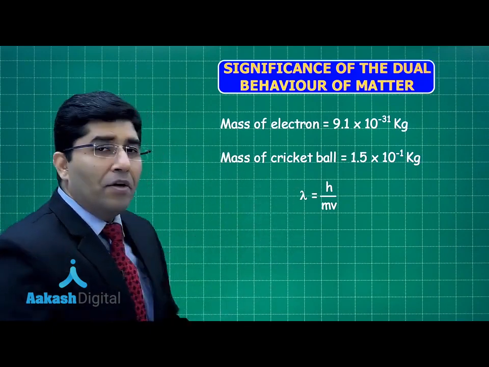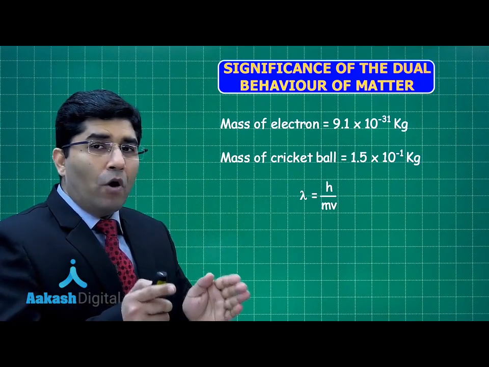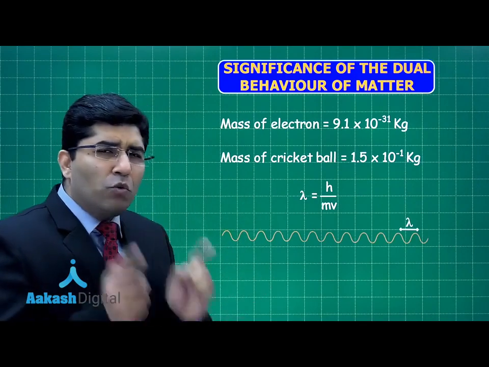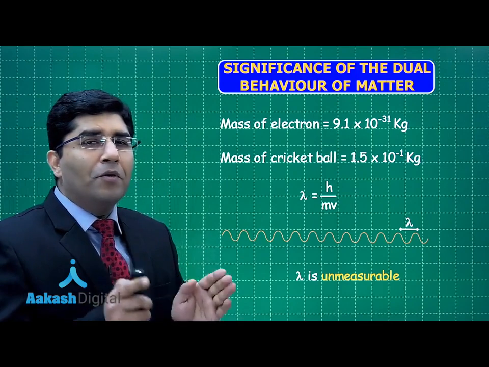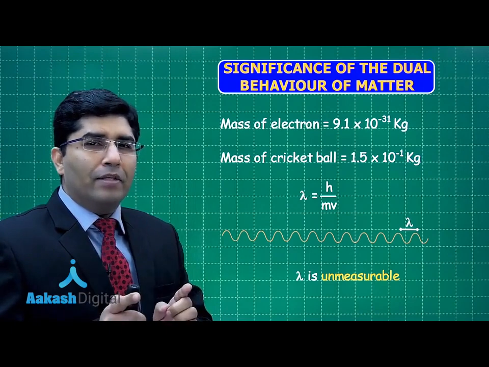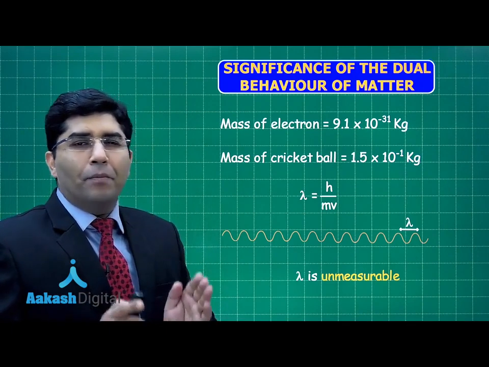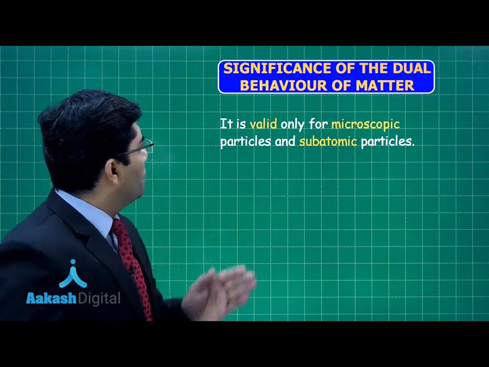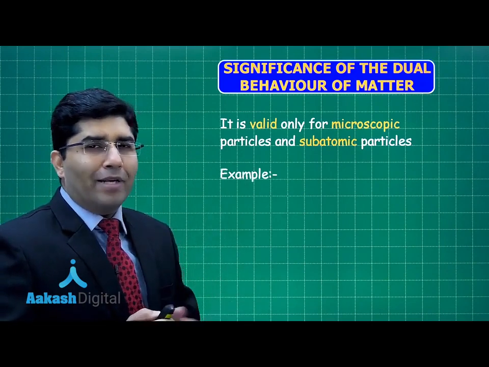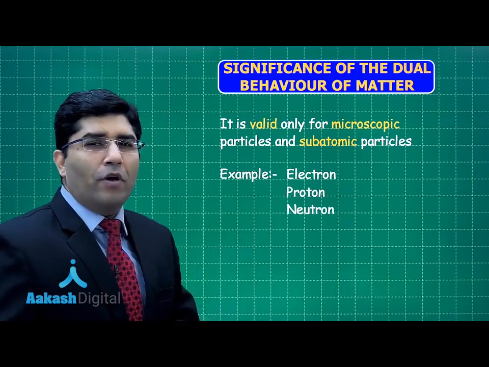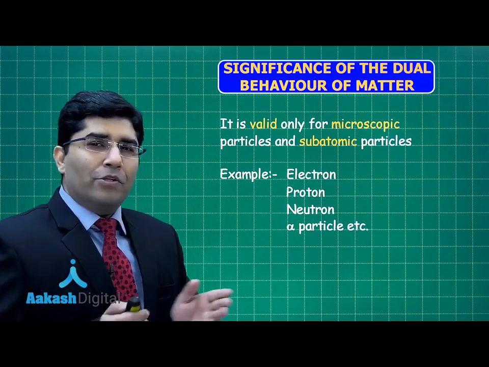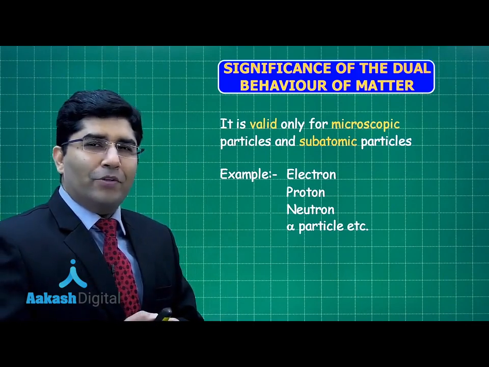If the mass is very big, the wavelength will be very small. It will be so small that it will be unmeasurable. That's why we don't talk about the de Broglie wavelength of macroscopic particles. It means that it is valid only for microscopic and subatomic particles, for example electron, proton, neutron, and alpha particle. Right? So let's discuss one question based on it.